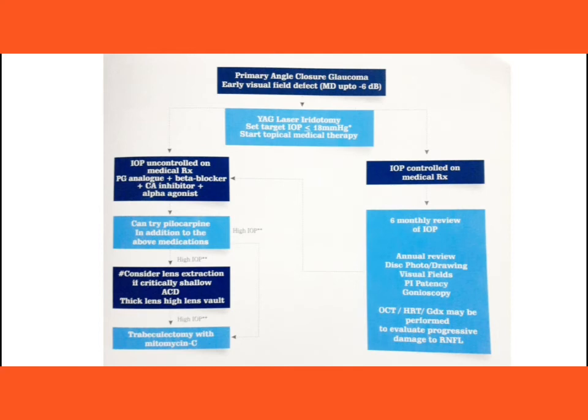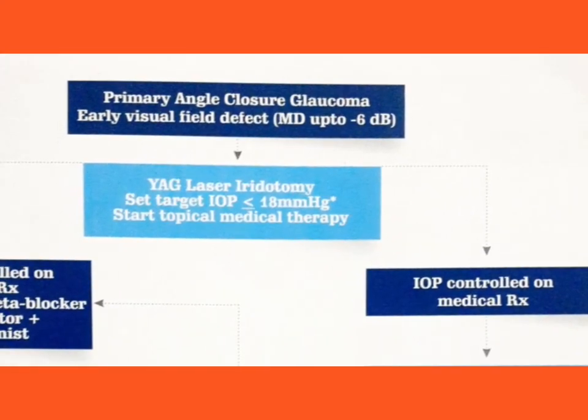Okay. So if the person is having acute angle closure glaucoma or primary angle closure glaucoma, first of all, you need to do YAG laser iridectomy. Why do you need to do YAG laser iridectomy? Because by doing it, you are making an extra pathway, because the angle is closed and aqueous humor cannot pass through the trabecular meshwork. So you are creating an extra pathway to allow the aqueous to pass through. Okay. So YAG laser iridotomy, and the target IOP should be less than 21 mm of Hg.